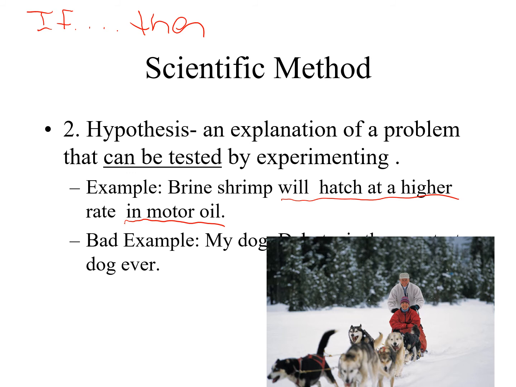And the picture kind of went over this one, but just a bad example, my dog Dakota is the best dog ever. First of all, I don't have a dog, but anyway. So there's no experiment there. There's no if and there's no then. Now, do not get a hypothesis mixed up with a theory, which we're going to talk about in a minute.